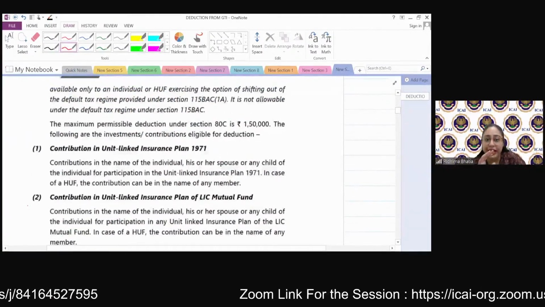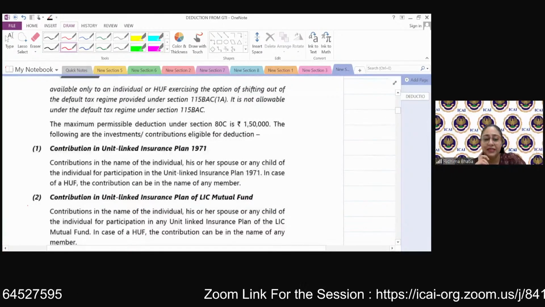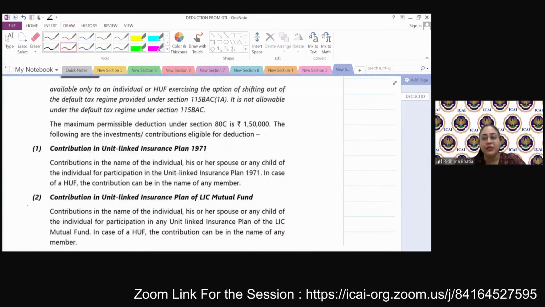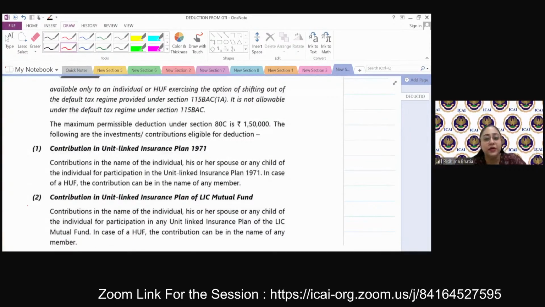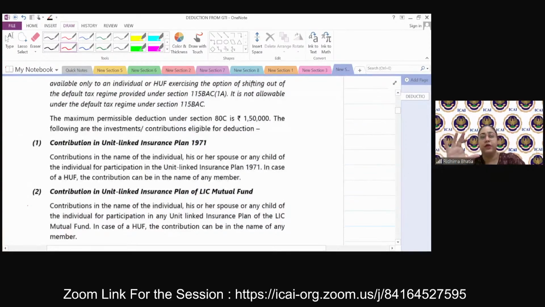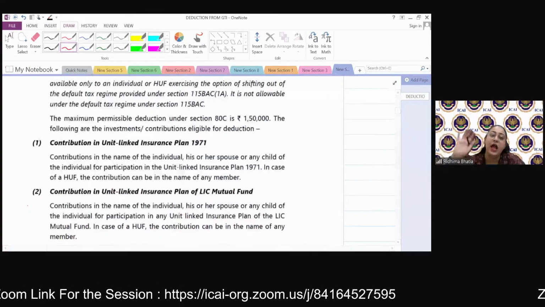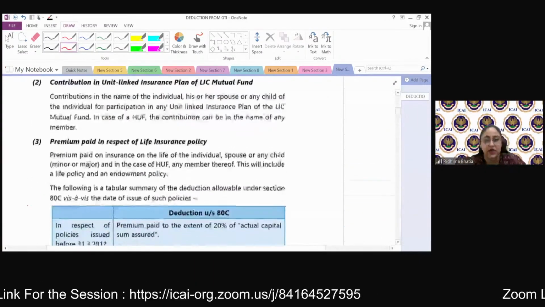So I'll quickly just tell you what these particular plans available are. You have ULIPs. ULIPs are unit linked insurance plans where you invest a certain amount and basically you get a return, in a way of investment which goes into the units, which is the stock market, and insurance benefit.